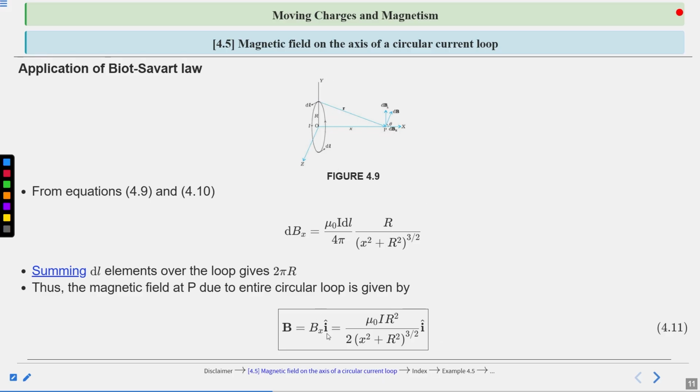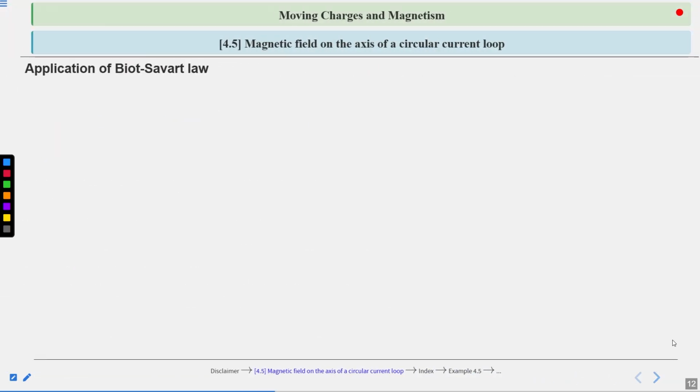So B equal to Bx i cap equals mu naught I r square, after putting 2 pi r. Pi and pi cancel out, and 2 and 4 also cancel out. So it becomes mu naught I r square upon 2 into x square plus r square raised to power 3 by 2, i cap. So it is in vector form, and the direction is also mentioned. Mark it as equation 4.11.